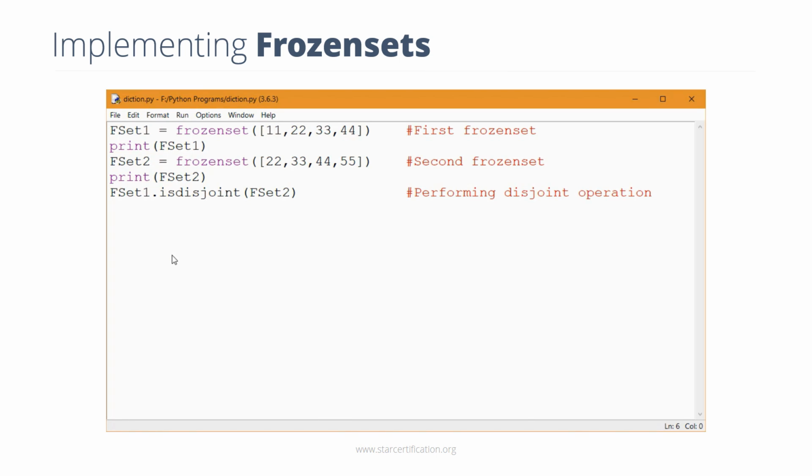This program illustrates the implementation of Frozenset. In the program, the two Frozensets are created, named as fset1 and fset2. The last line performs the disjoint function on both Frozensets.